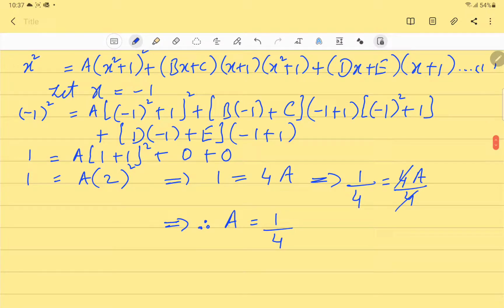Now we don't have any value of x that we can assume to find the value of any other constant. So what we will do, we will solve the equation number 1 now. Let's go ahead with this. x squared is equal to a into, we will open the bracket, the square x4 plus 2x squared plus 1.